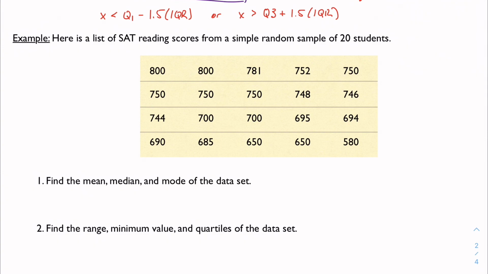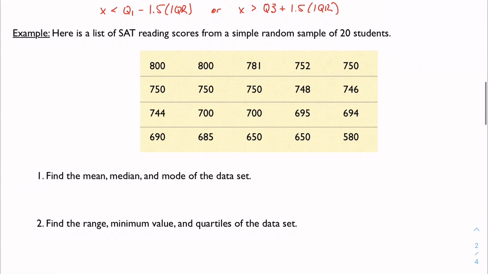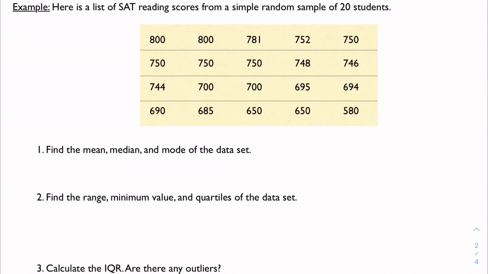And they're stated here. And I want to do some things with this. I want to find the mean, median, and mode. I want to find the range, the minimum, and the quartiles, and then I want to test for outliers. Well, we can do this by hand. It's time consuming though. So let's do as much of this on our calculator as we can.